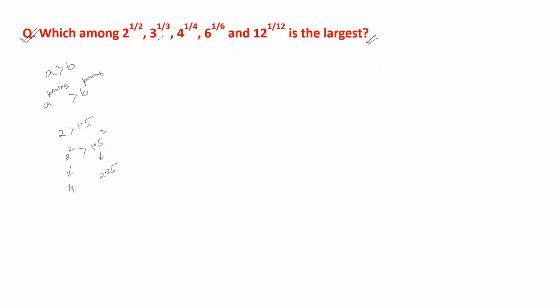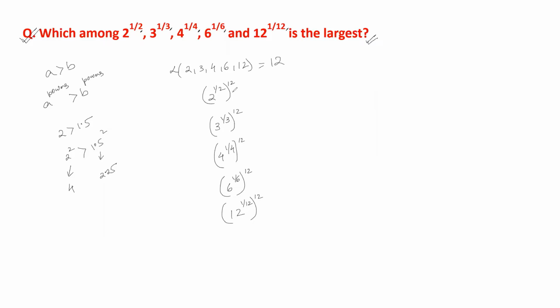So we'll be raising these surds to a higher power such that we'll be able to find which among these is the largest. So here we can see in the denominator of powers, we have 2, 3, 4, 6, and 12. So let us take the LCM of these 2, 3, 4, 6, and 12, which comes to be 12. So let us raise these surds to the higher powers of 12.